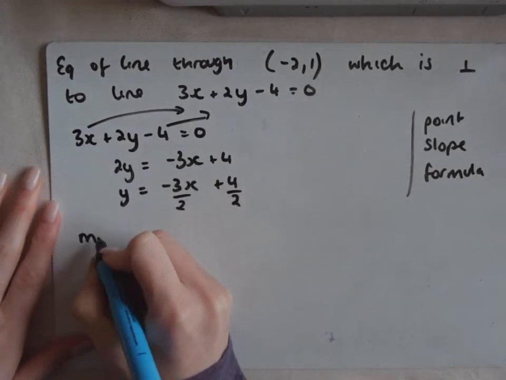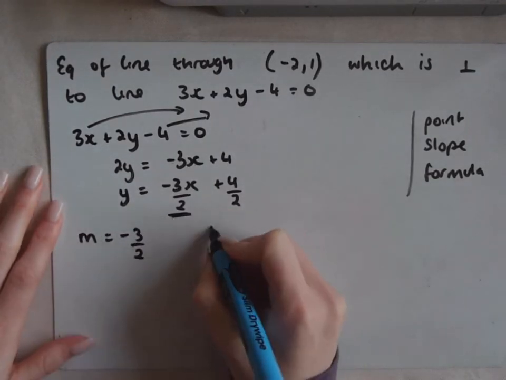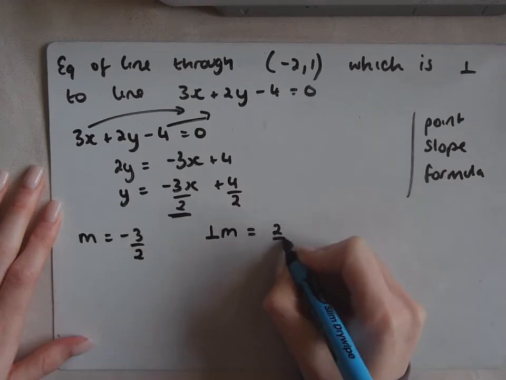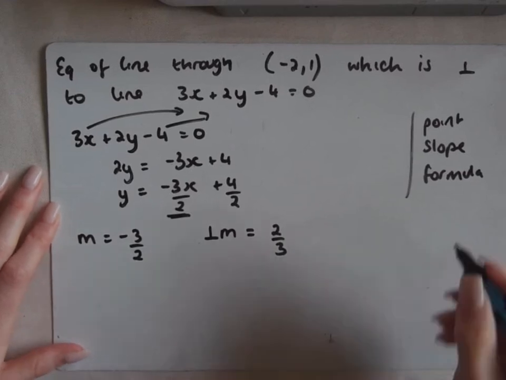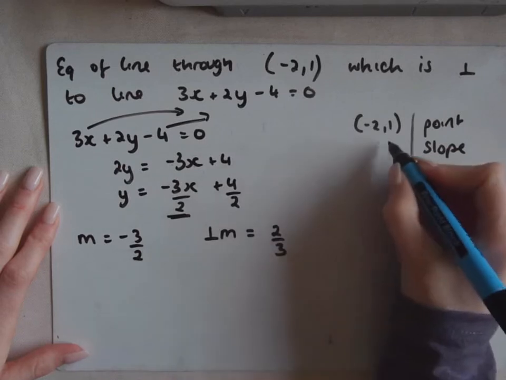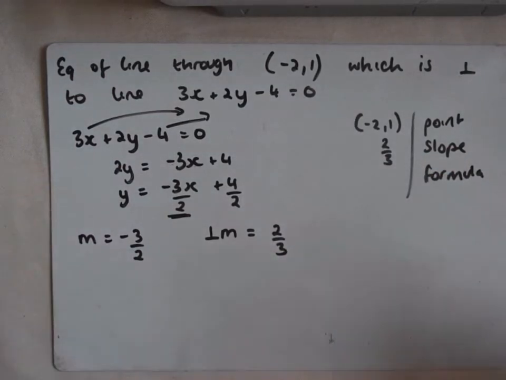So I know the slope of this line is here, minus 3 over 2. That means the perpendicular slope, turn it upside down and change the sign, 2 over 3, and it would be a plus. Okay, so now I have my point, minus 2, 1, and I have my slope, which is 2 over 3, and then I can fill it into my formula. Okay.